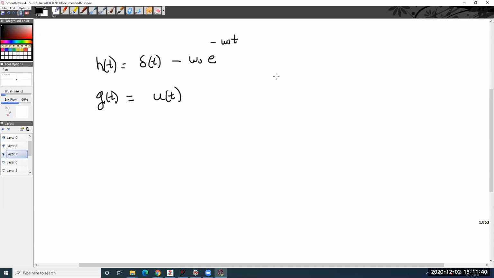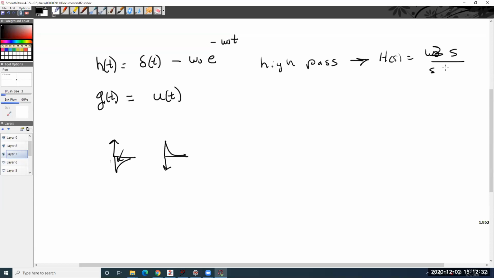Now we can do this in the frequency domain and convert back. But really what we have is a high pass filter. All right, when you have that delta function and then you're subtracting something, I have a shape going up and then a non-zero shape in the opposite direction. And of course I could have this too, right? That's the high pass. And if I took that, H of S, okay, I would get that.